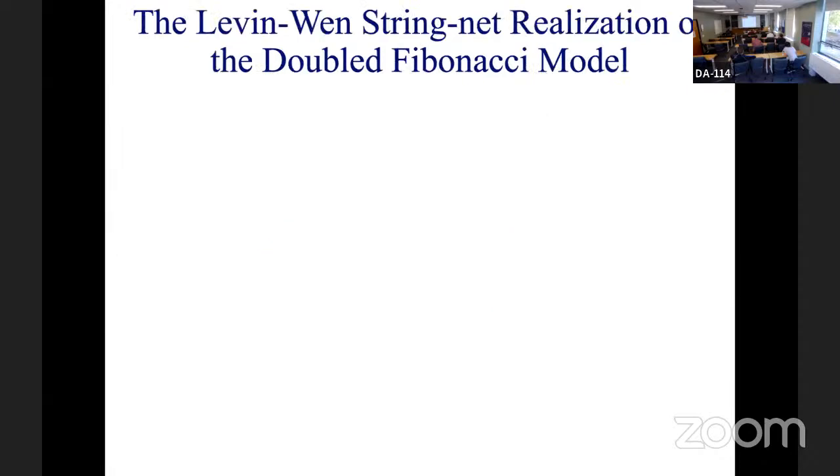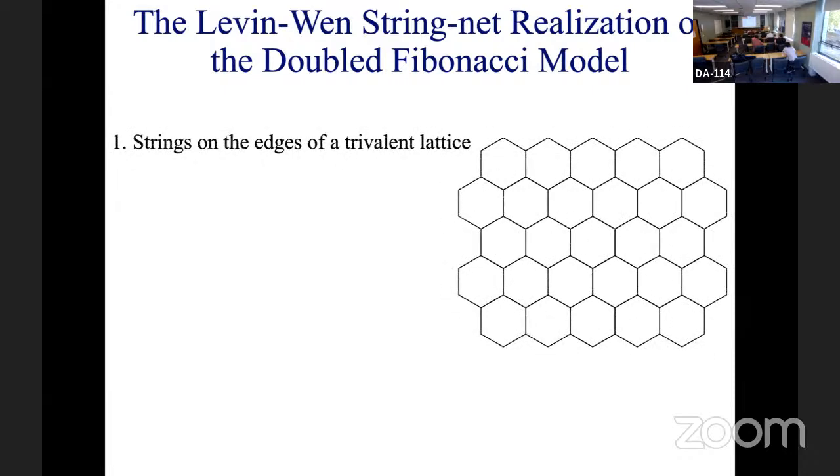Okay, so how do we actually realize this double Fibonacci model? Levin-Wen came up with a model to realize this with a spin Hamiltonian. So let me very briefly tell you just the essential things about this model. The model is defined on a trivalent lattice, and it consists of strings. You can imagine you have this lattice, and then you have strings or ribbons that can be superimposed on this lattice, usually sitting on the edges. These string types have basically 2 types, 1 and tau. That reminds us of the Fibonacci model.